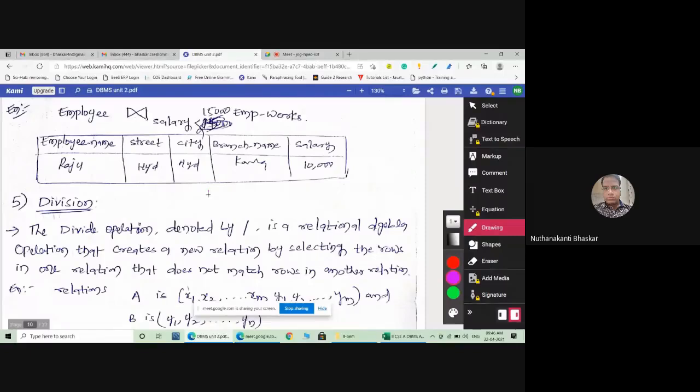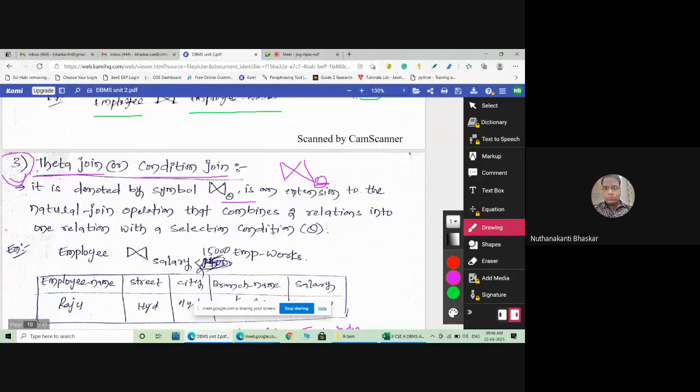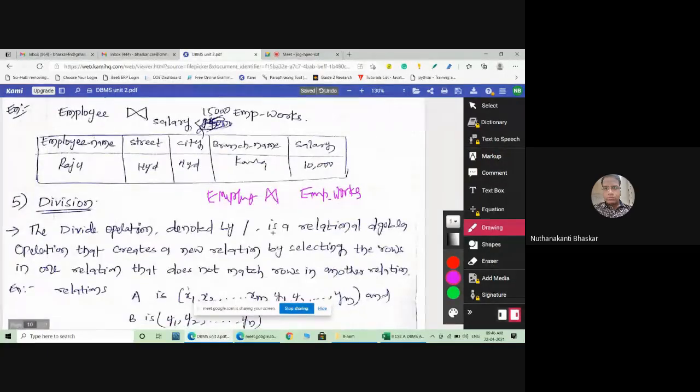Here we need to join employee with a join operation and employee works. Now in that employee and employee works, what is the condition? You have to join naturally, but here we have a condition. What is the condition? Tell me.